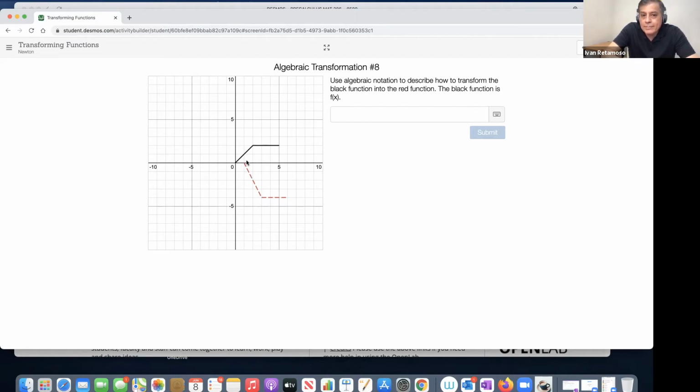Notice it might not be enough just to shift it horizontally, vertically. You may need something else, right? So try to figure this out. Play around there in your Desmos activity and see which one gives the perfect match.